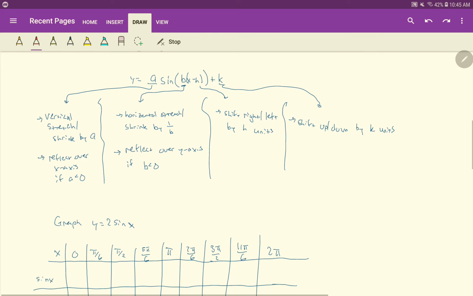So your transformations for sine, again, typical stuff we've seen before. A vertically stretches or shrinks, and reflects over the x-axis if A is negative. Here's the horizontal stretch or shrink, the B value multiplied with x. That's going to be a horizontal stretch or shrink by 1 over B. We'll worry about that in the next lesson. Minus h is going to shift things left and right, and then plus k is going to shift things up and down, just like we're used to seeing.